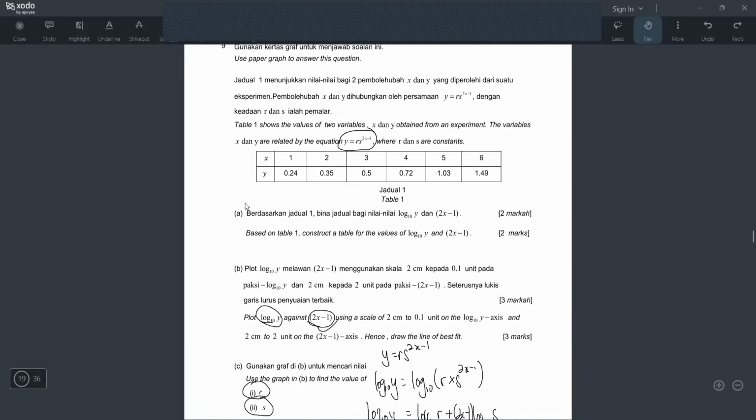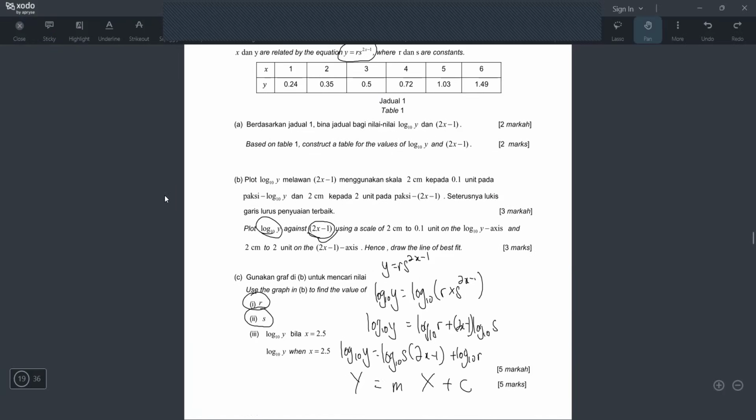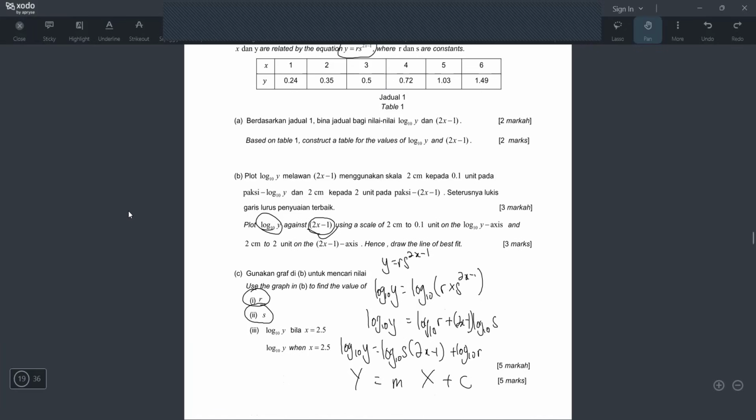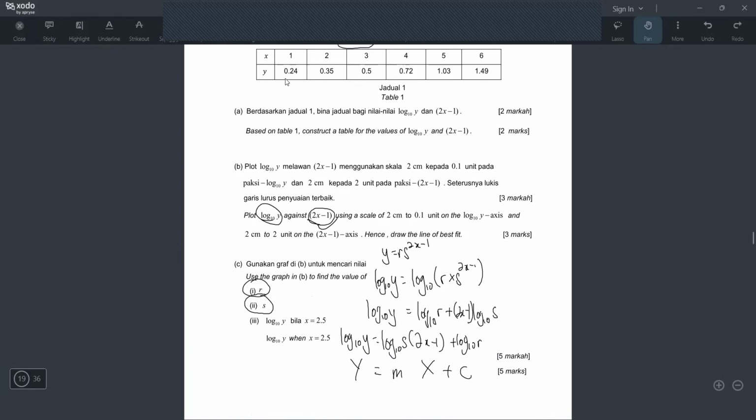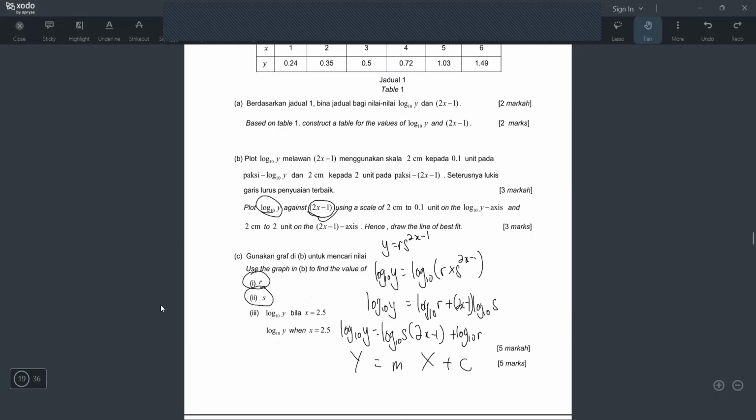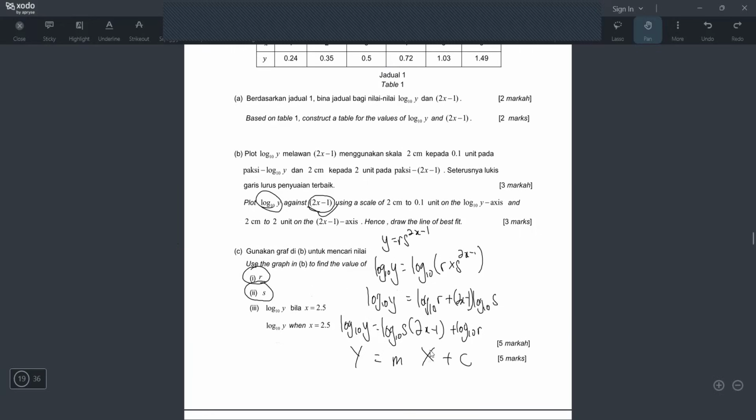Okay, now finish already, part A. Not part A, this one is not even part A, this one is the first part. So now A says what? Based on the table, construct a table of log y and 2x minus 1. Of course, because now this table you can't use it already. This is y against x. Now my y-axis is already modified, my x-axis is also modified. So definitely you have to draw a new table here. So let's draw a new table here. So this is my part A working.